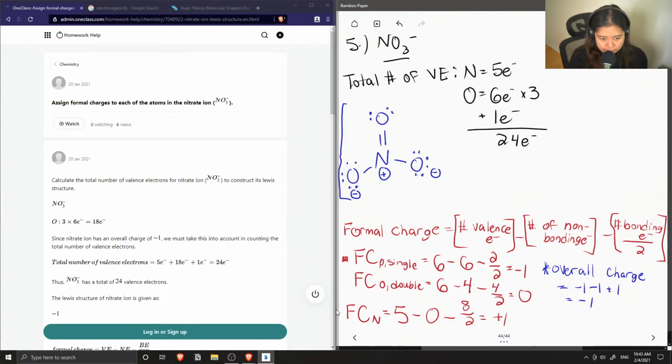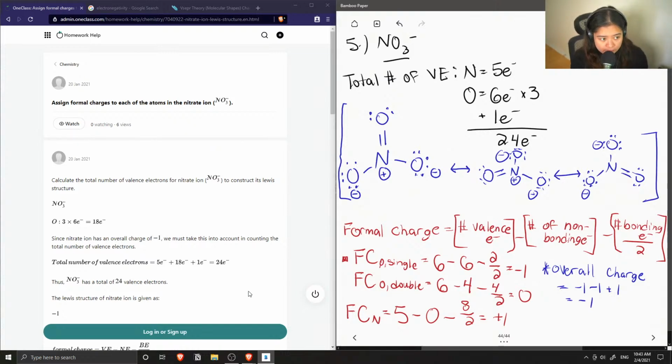And we can also show the resonance structures of this ion as well. So our first oxygen can have the double bond. Or the last oxygen can have the double bond as well. Okay, so these are the 3 resonance structures of the nitrate ion.